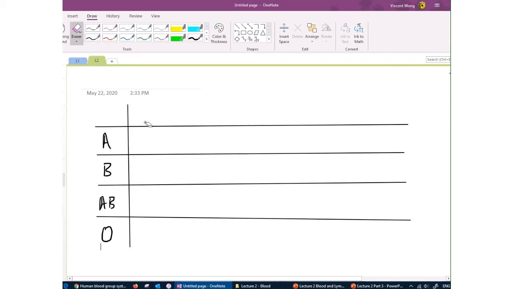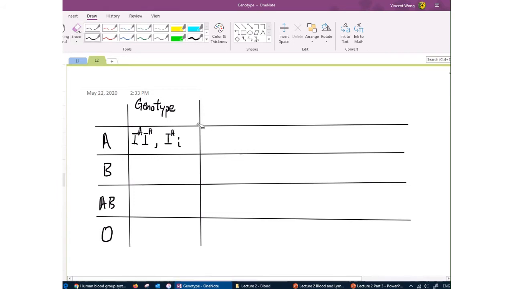So what does it mean to have type A blood? What would your genetic makeup be? Right? So in order for you to have type A blood, your genotype is going to be IA IA or IA little i. Okay, so what that means is the IA allele will allow you to make the protein A, the antigen A, and put it on the surface of your red cell.